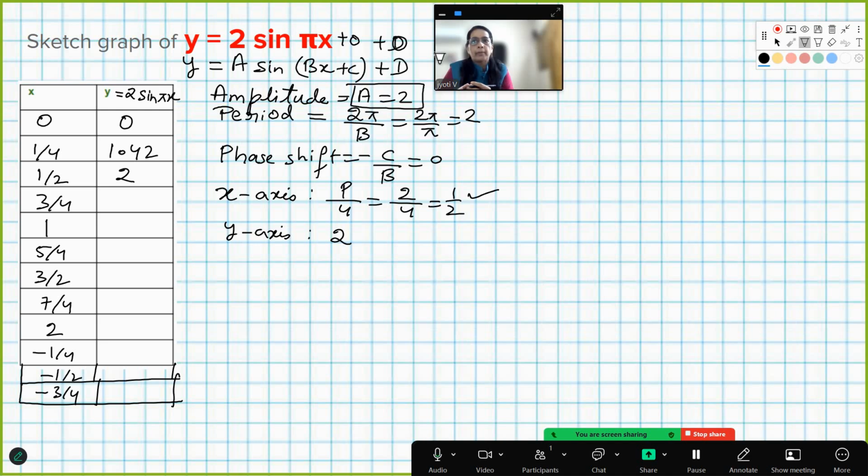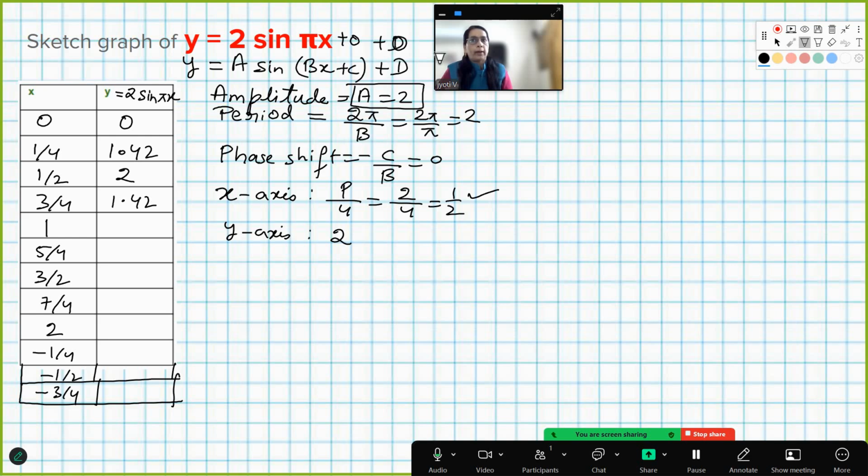3 times pi by 4 is going to appear as 45 times 3, that is 135. So 135 will be in the second quadrant. Second quadrant sign is positive. Positive 1 by root 2 means what? Positive 0.71. So here again we are going to get 1.42.